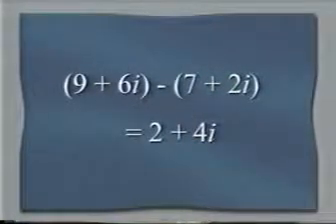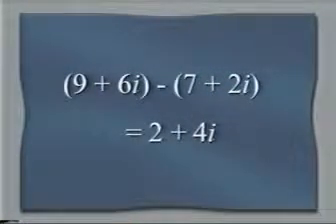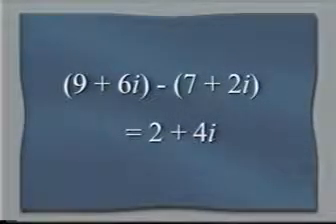The rules for subtraction, again, are the same as addition. We subtract reals from reals and imaginaries from imaginaries. Two more examples. 9 plus 6i minus 7 plus 2i. 9 minus 7 is 2. 6i minus 2i is 4i. So the answer is 2 plus 4i.